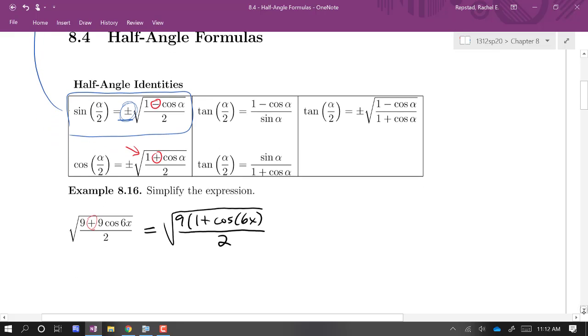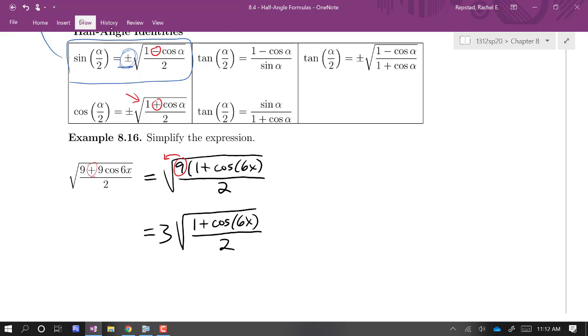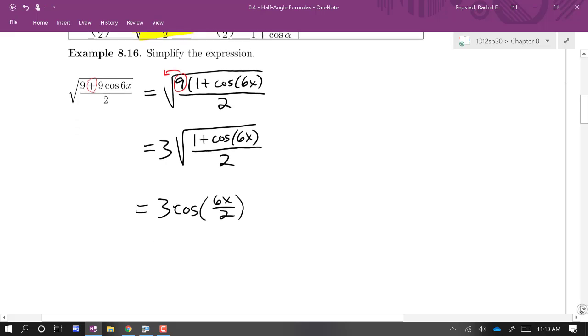Now I have a factor of 9 inside this radical, so I can bring that outside the radical. That comes out as a 3, right? The square root of 9 is 3. So now we have 3 times the radical, 1 plus cosine 6x all over 2. And now this really does look like this form up here, where alpha is 6x. And so if I use this identity in the right to left direction, now I've got 3 times cosine of 6x over 2, or 3 times cosine of 3x.